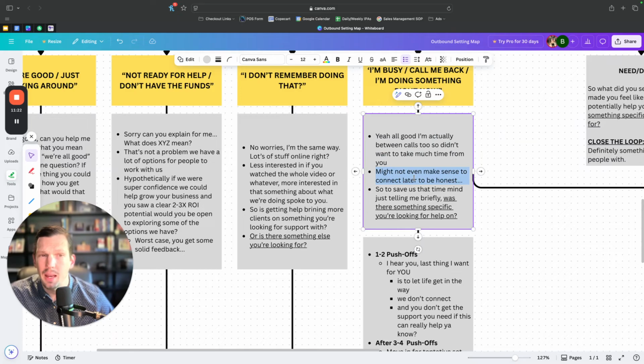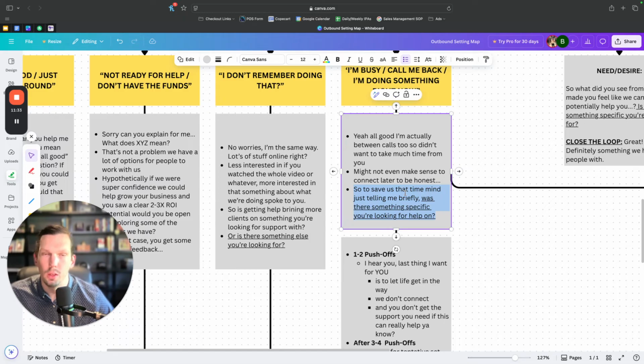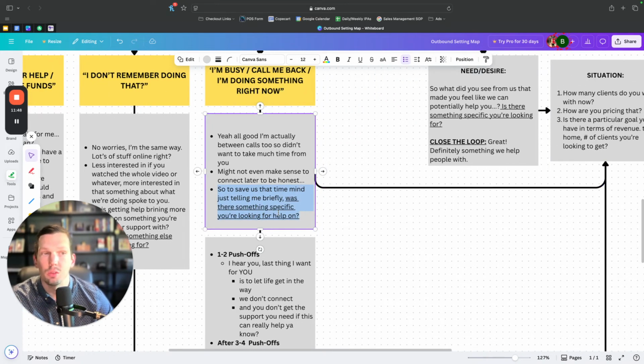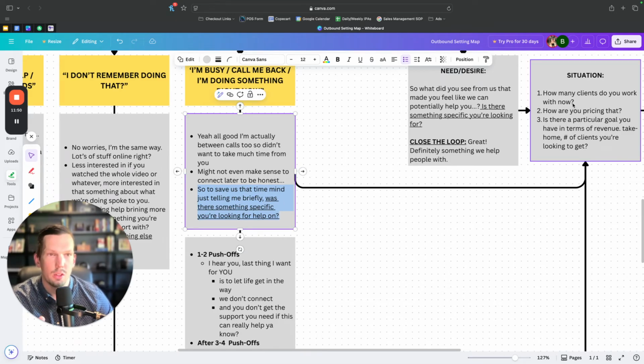Honestly, it might not even make sense for us to connect later. So maybe to save us that time, do you mind telling me briefly, was there something specific you're looking for help with? So we loop, again, and push through. We don't just think, okay, cool, I'll call you back later, and then never hear from them again. We want to push through it, be polite, relate back to them, but tell them the logic behind why pushing this out later might not make sense. If they're cool with that and they answer, great. Now we jump back into our situation question because we already confirmed the need and desire here.